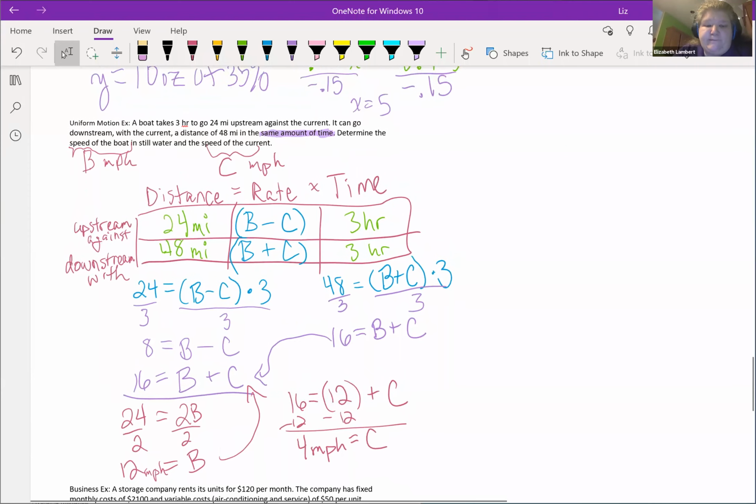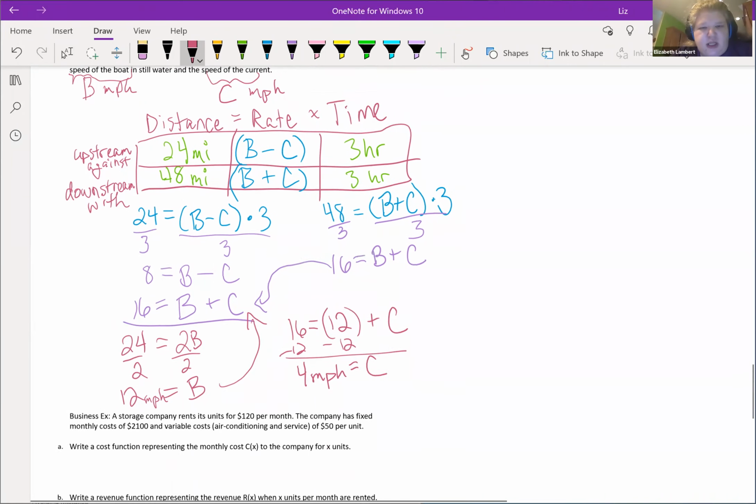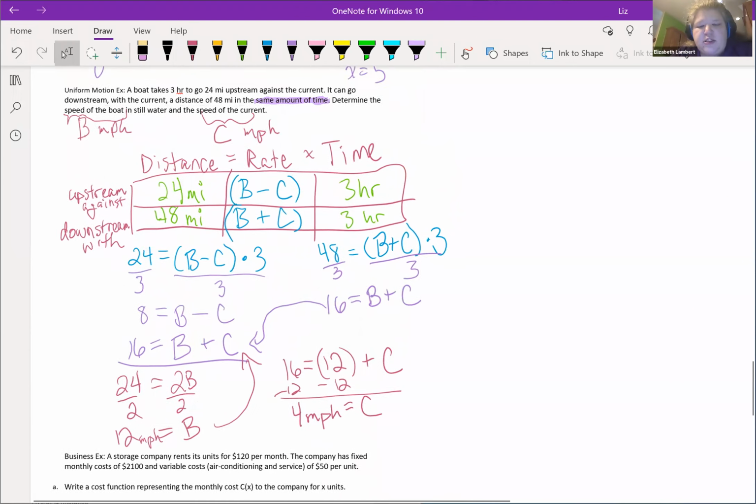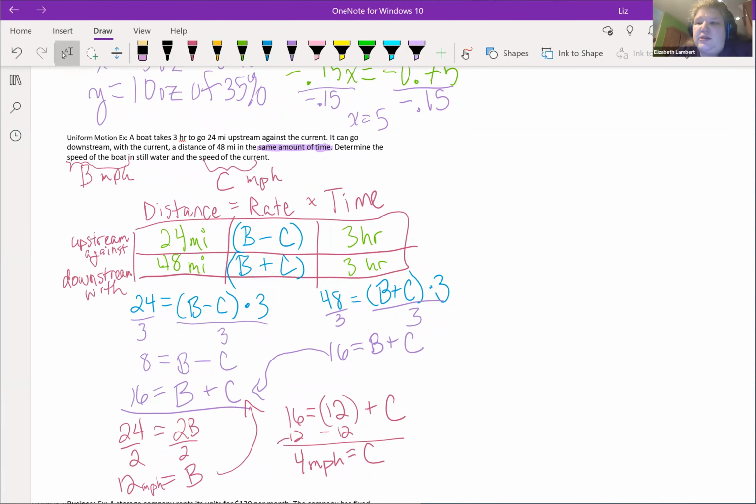All right. That only works though because we got B minus C and B plus C by itself. Different problems are going to have different logics to the answer, but there is still a way to do it. All right. So there's that one done again.